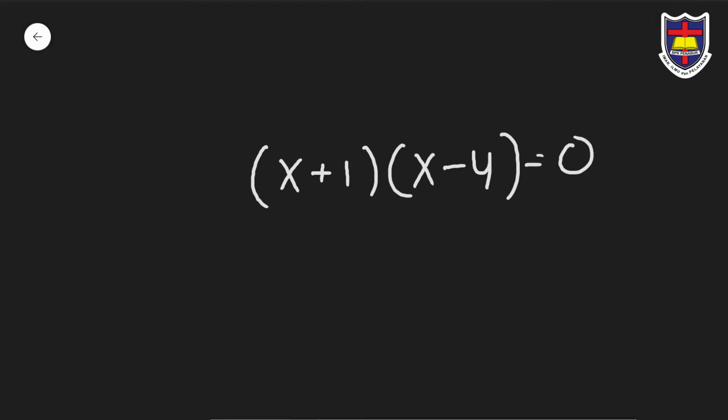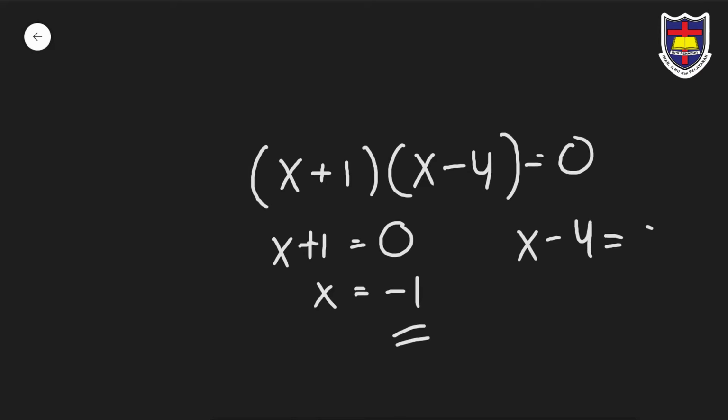equals 0. So the solution or the roots will be: x plus 1 equals 0, so we have x equals negative 1, and then x minus 4 equals 0, so x equals 4. So we have the solution of it, negative 1 and 4.